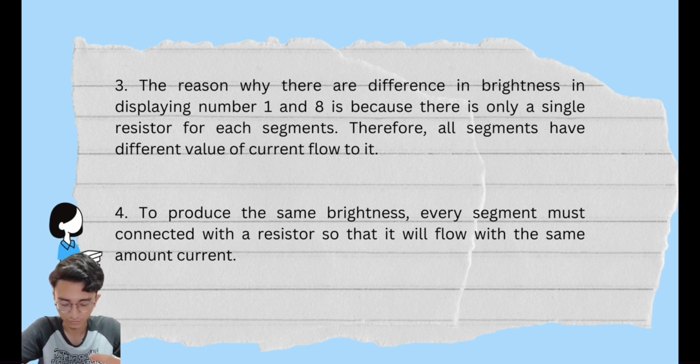For analysis number 4, what can we do to make sure that the brightness is the same? To make sure the brightness is the same when displaying numbers 0 to 9, you must put a resistor at every segment so that the current will flow with the same amount.